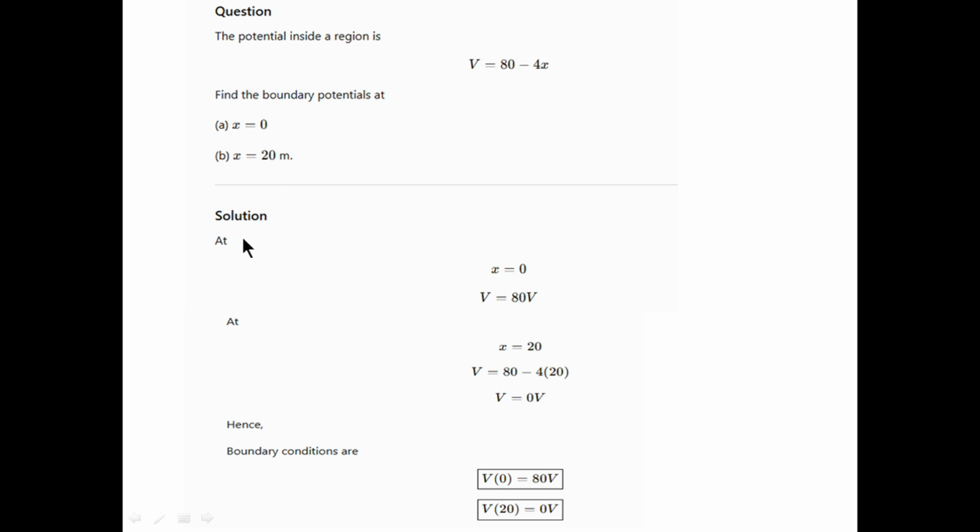Solution: we have x = 0. If we put x = 0 in the given potential, we get V = 80 volt, and at x = 20 meter we get the potential equal to 0 volt. Hence the boundary conditions are: at x = 0 the potential is 80 volt, and at x = 20 the potential is 0 volt.